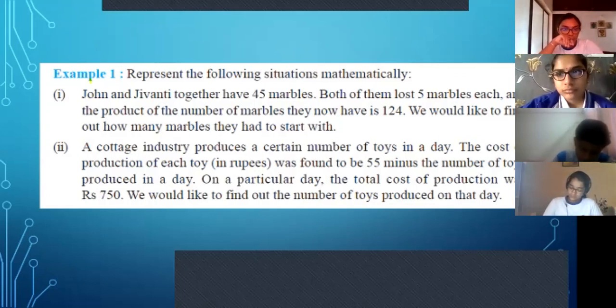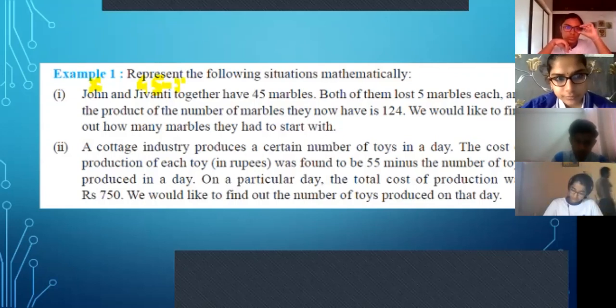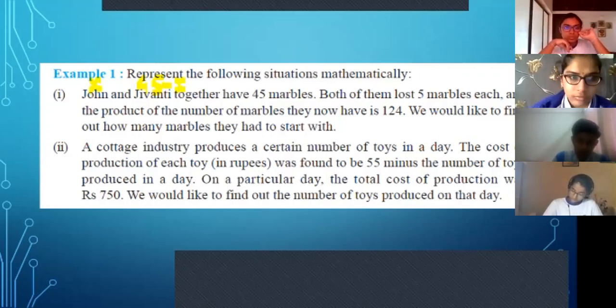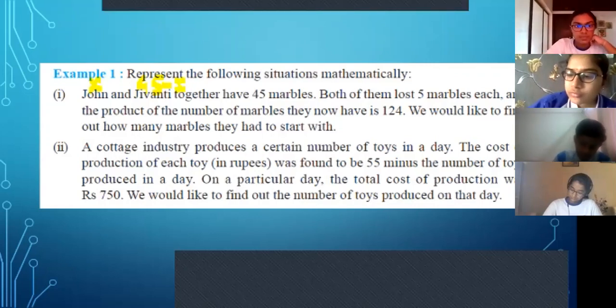Suppose John has X initially. So how much will Jivanti have? 45 minus X. Perfect. Now, here is only one unknown, X. So how many equations do I require, children? One. One unknown, one equation. Two unknowns, two equations. Three unknowns, three equations. Okay, Kanika, fine with it? Yes, ma'am. Fine. So we start the sum.